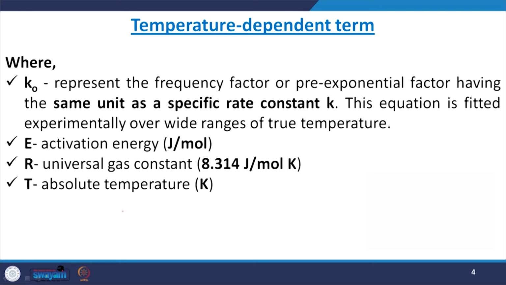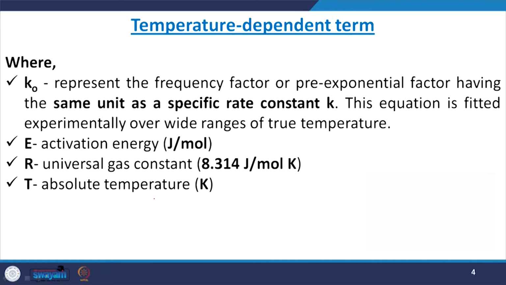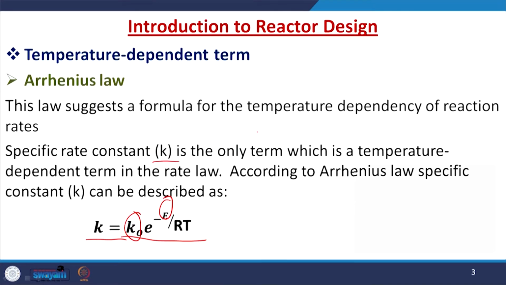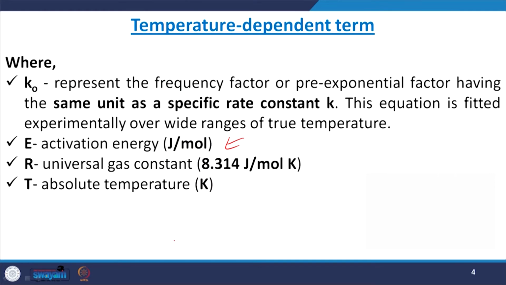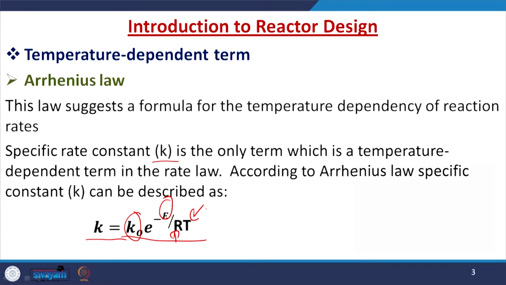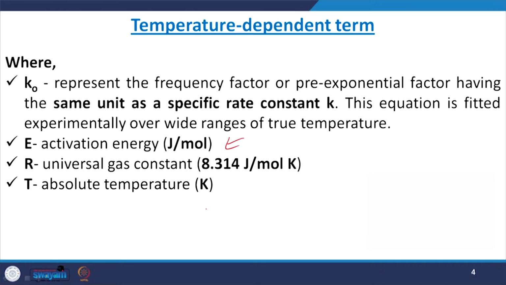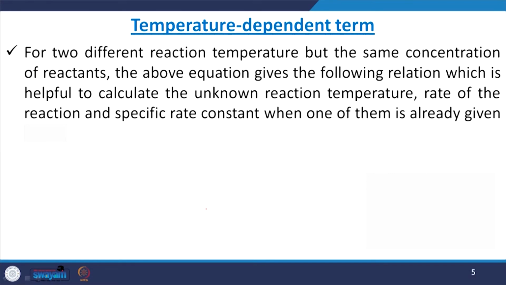This equation is fitted experimentally over a wide range of real temperature profiles. Here E is the activation energy, usually represented in joules per mole. R is the universal gas constant, whose value is sometimes given as 8.314 joules per mole Kelvin, and T in this equation is the absolute temperature, represented in K, that is Kelvin.